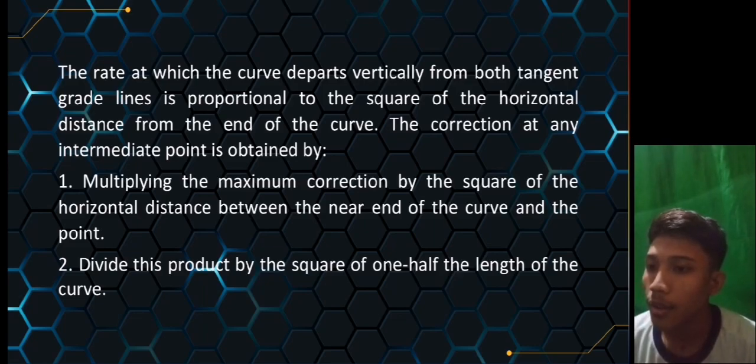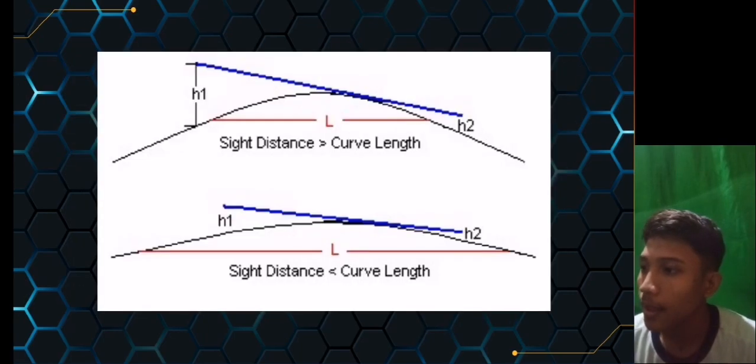The correction at any intermediate point is obtained by, number 1, multiplying the maximum correction by the square of the horizontal distance between the near end of the curve and the point. 2, divide this product by the square of 1/2 the length of the curve. The sight distance and the length of the curve can be related to each other in one of two ways. The first possibility is that the sight distance is less than the length of the curve. Alternatively, the length of the curve could be less than the sight distance. This is the illustration.